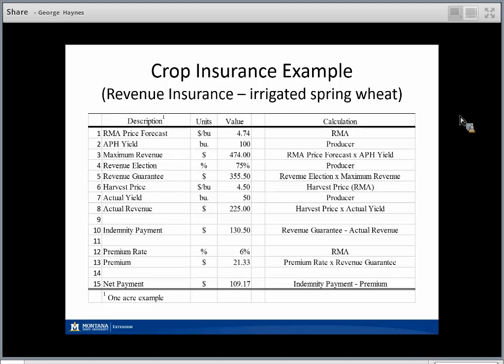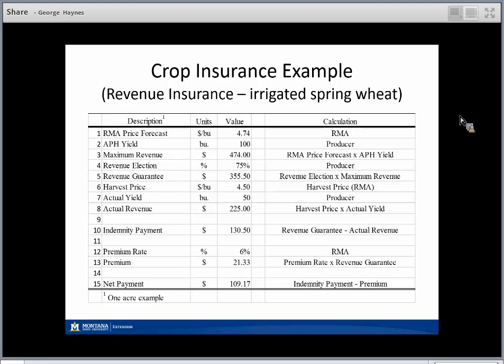And in our particular case here, we have this wheat that we're going to be selling, worth $4.74 a bushel. So we know right up front what the RMA thinks the value of this wheat that we're going to be producing is going to be. And it could be higher or lower than that. It's never going to be exactly on that, but at any rate, this is the best guess.